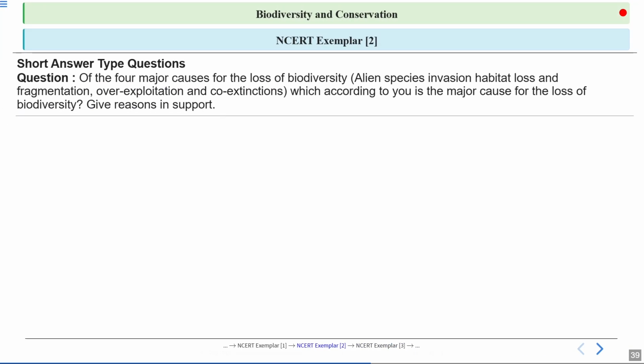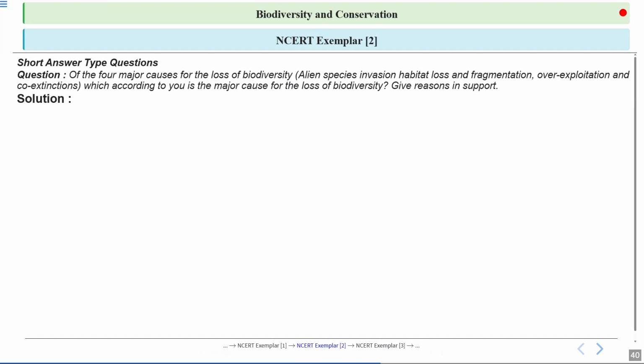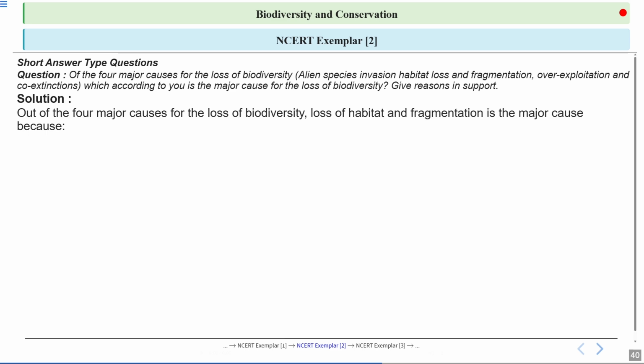Next question. Of the four major causes for the loss of biodiversity, alien species invasion, habitat loss and fragmentation, overexploitation, and co-extinction, which according to you is the major cause for the loss of biodiversity? Give reasons in support of your answer. Let's have a look at the answer.